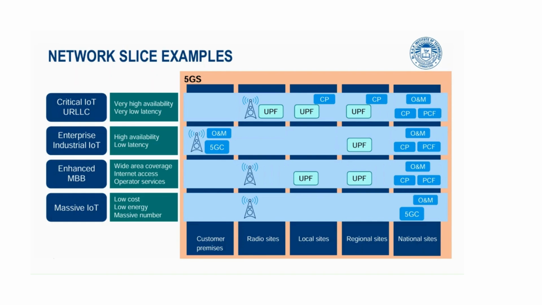So for example, when we go for critical IoT, we have a criterion that we need very high availability of the network and the latency should be very, very minimal. In that case, we have three user plane functions working in parallel along with the control plane functions and the PCF. So the network slices choose the number of components according to the severity of the service or the requirements of the service, where each particular slice is customized according to the service needed by the customer.